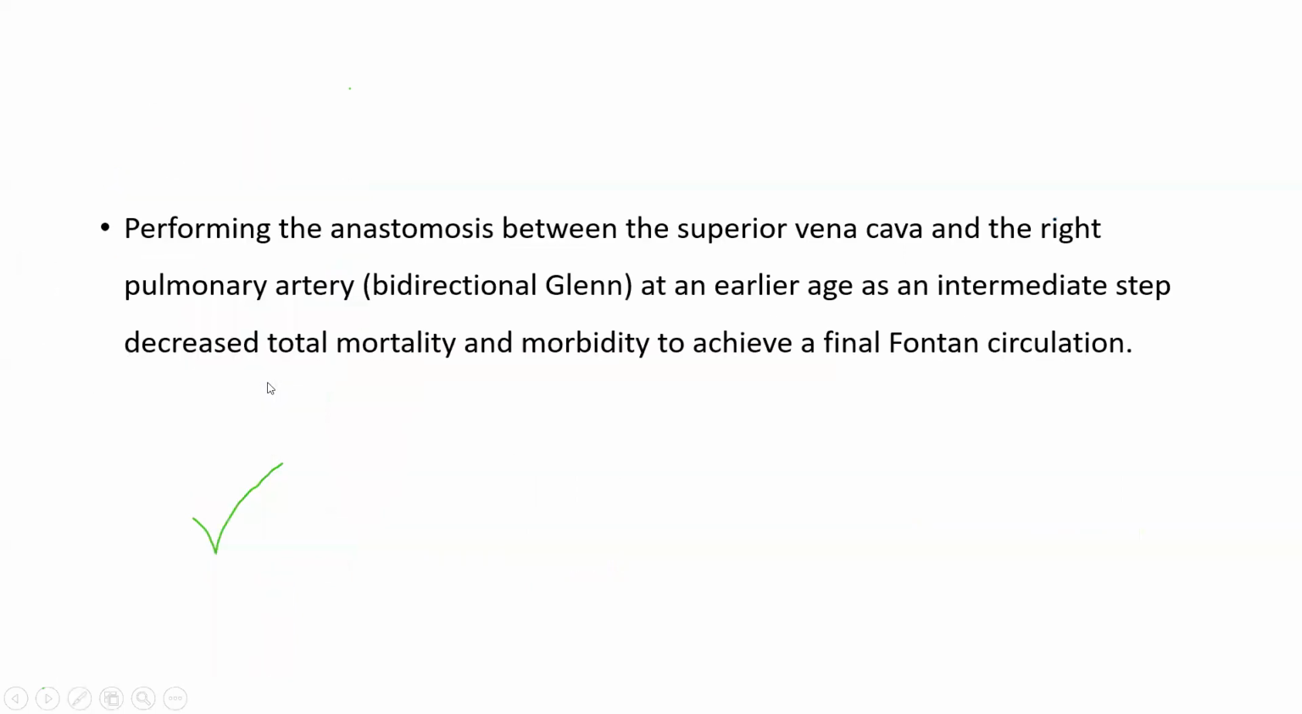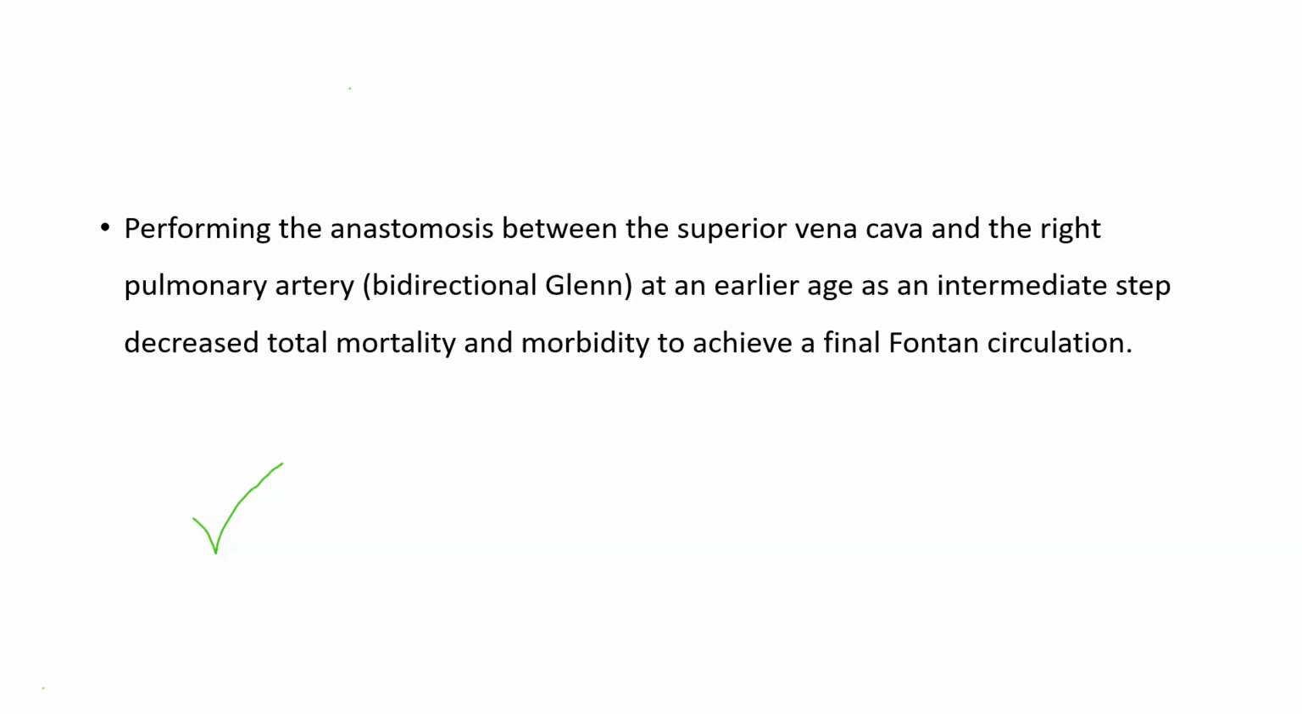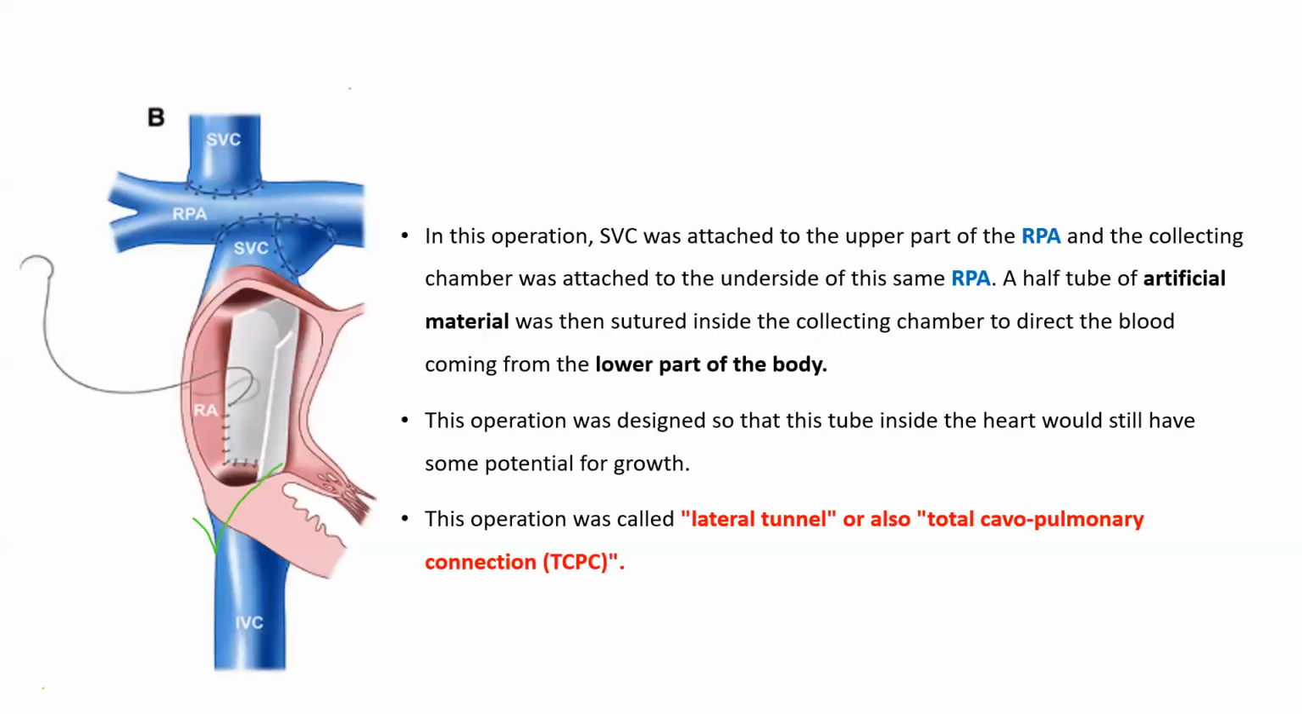What's the use of lateral tunneling? Performing the anastomosis between the SVC and RPA at an earlier age as an intermediate step decreases the mortality and morbidity, achieving the final Fontan circulation. What happened? Whatever initial modifications I told, these were all single stage. This was associated with high mortality and morbidity. Later on, they thought of creating a stepwise approach, like first step hemi-Fontan, that is bidirectional Glenn, followed by completion of Fontan by connecting the IVC blood to the PA, which was associated with decreased mortality and morbidity.